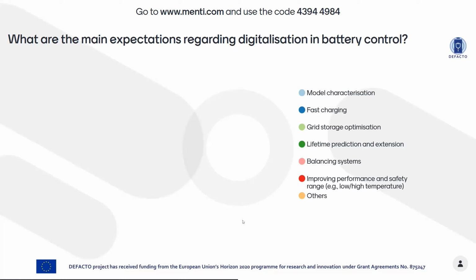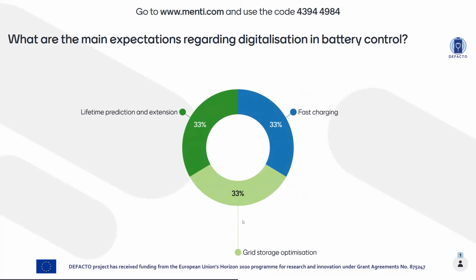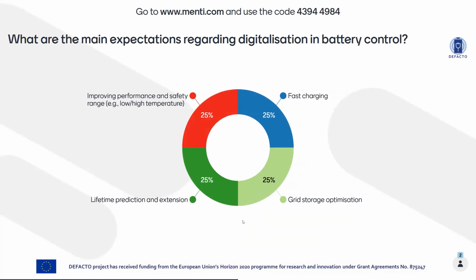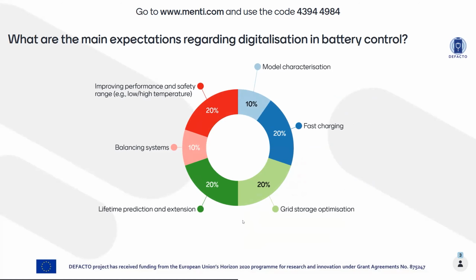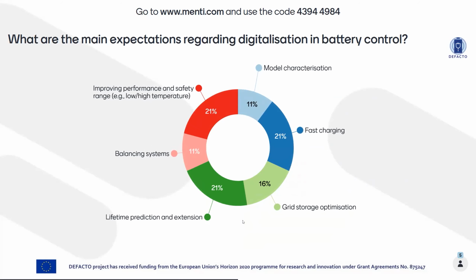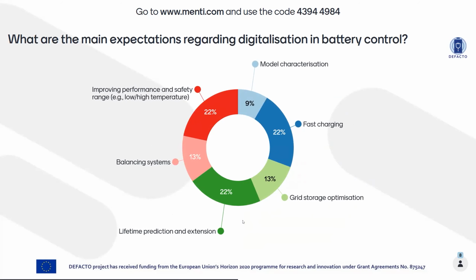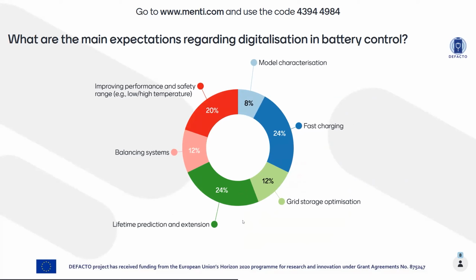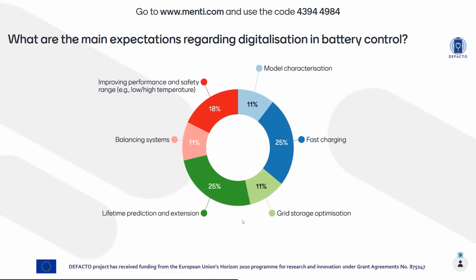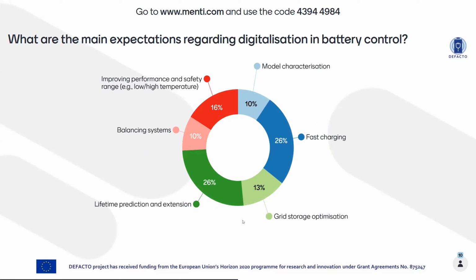Okay, so the second question is, what are the main expectations regarding digitalization in battery control? So I guess this is more looking to the future. Where do we think these kinds of techniques would provide a benefit? So model characterization, fast charging, grid storage optimization, lifetime prediction and extension, so adapting control systems as the cells age and maybe into second life, for example. Balancing systems, for example, using a lot of DC-DC converters to manage modules separately. Improving performance and safety range, or others. And again, if you tick others, it'd be great to hear what you've said in the chat.